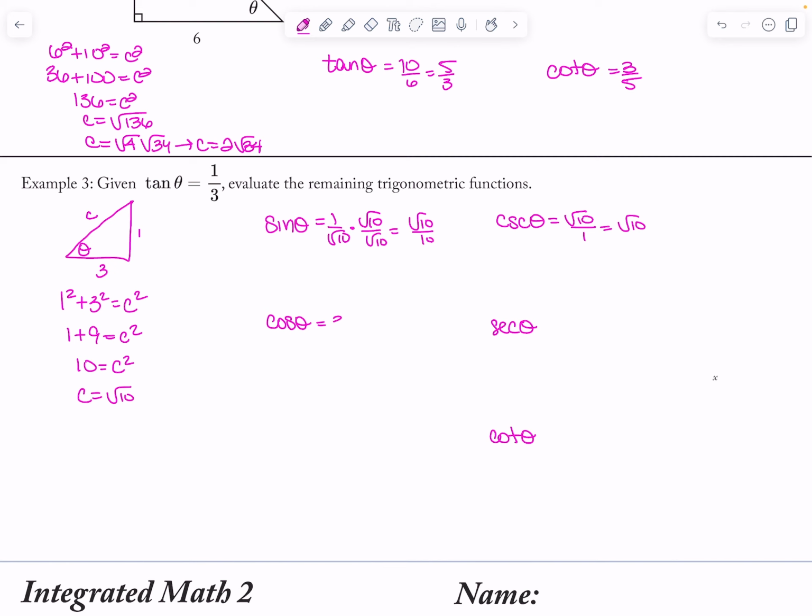Cosine is going to be 3 over root 10, so I multiply by root 10 over root 10. So I get 3 root 10 over 10. And then secant is root 10 over 3. And then cotangent is adjacent over opposite. So that's 3 over 1, which is just 3. All right, and that is it for this lesson.